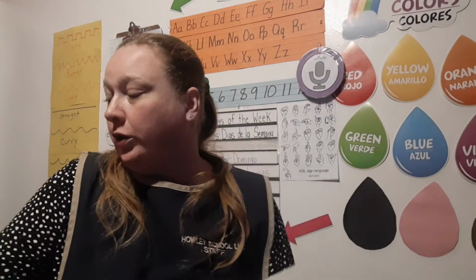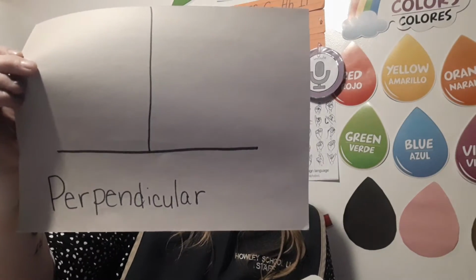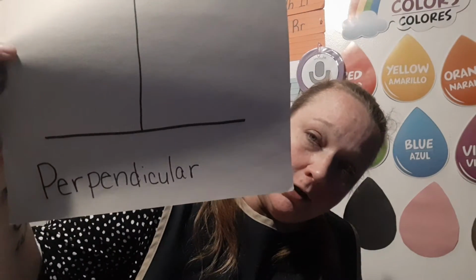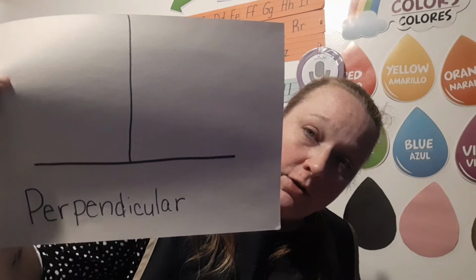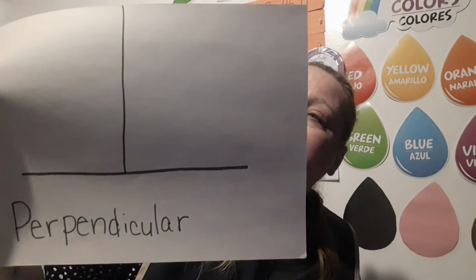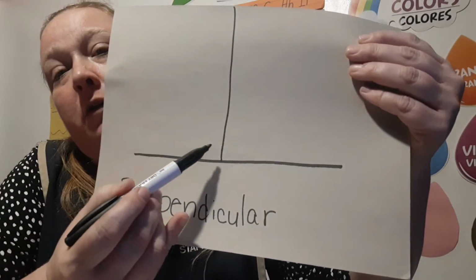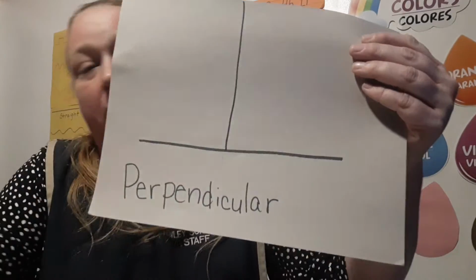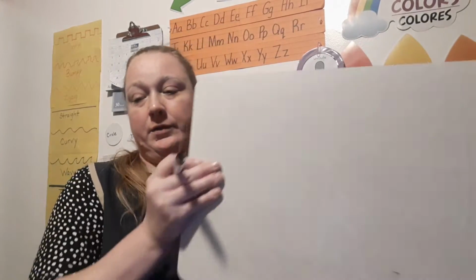All right, next we're going to do a line that's called perpendicular. And you will learn more about this when you get into older grades. But a perpendicular line intersects at a right angle, and that's what these are. These are called angles here. This little area here is an angle. All right, let's try this one. It's called perpendicular.